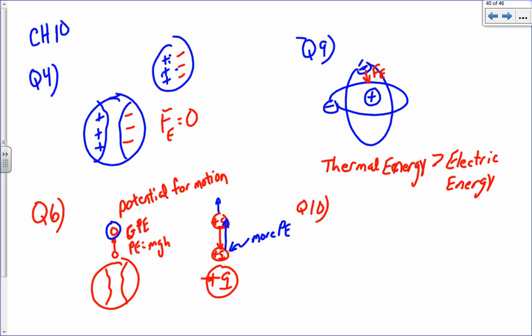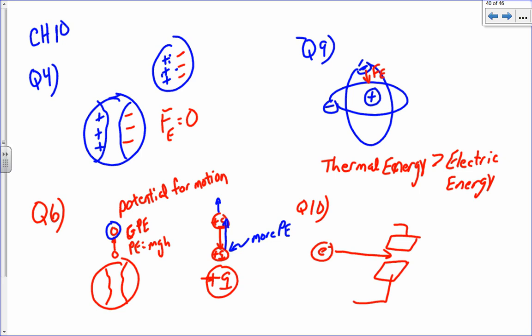Consider the vertical steering plates in the CRT in figure 10.5. Let's see, that's on page 269. The vertical steering plates look like this. I'm just going to draw the vertical steering plates. You have these two plates and a beam of electrons travels through those plates.